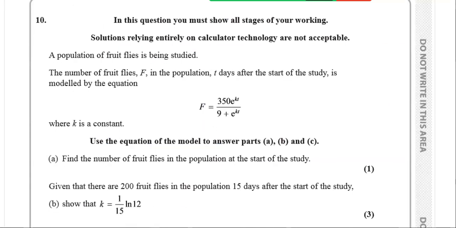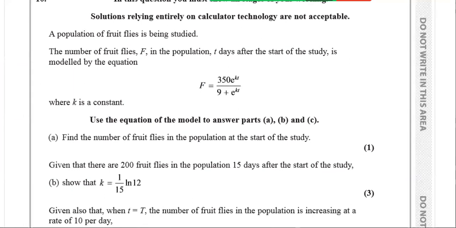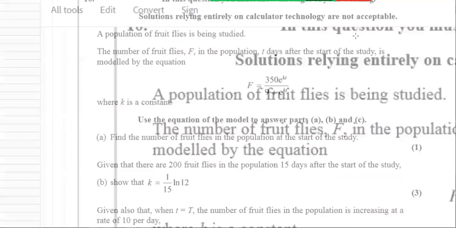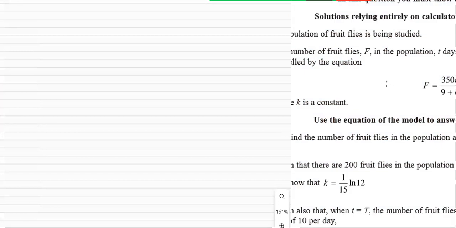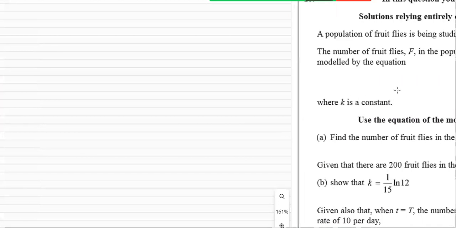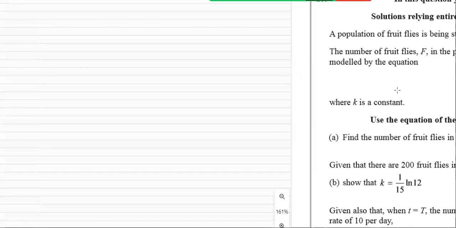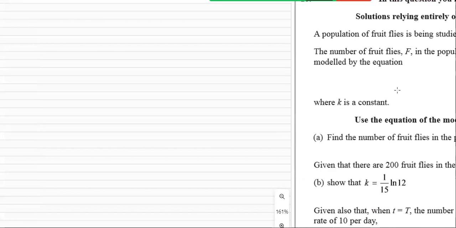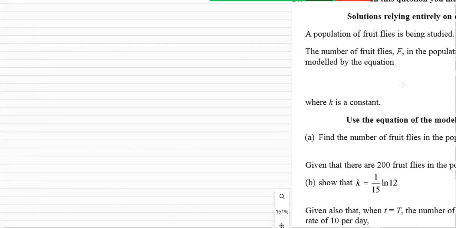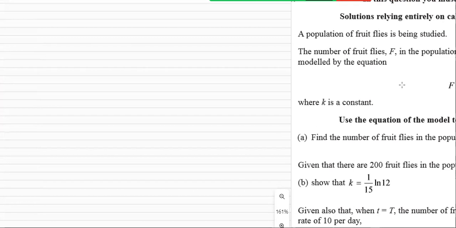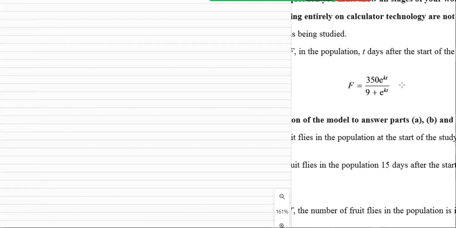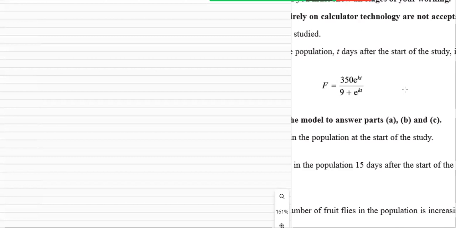All right, so a population of some sort is being studied. They give you this formula. So this is the formula we need, and you're using this formula to model your answers. So the first thing is you want some sort of model where K is a constant to find the number of fruit flies in the population at the beginning of the study.